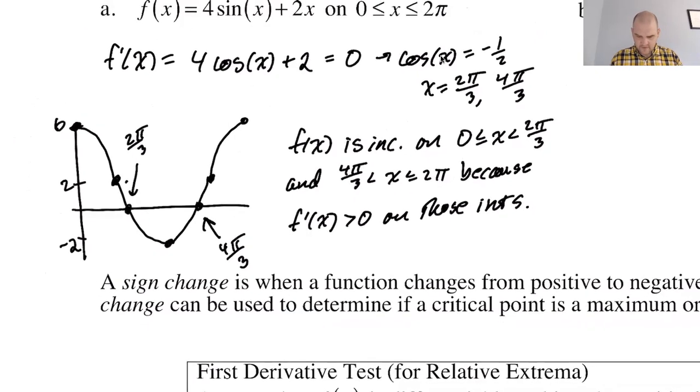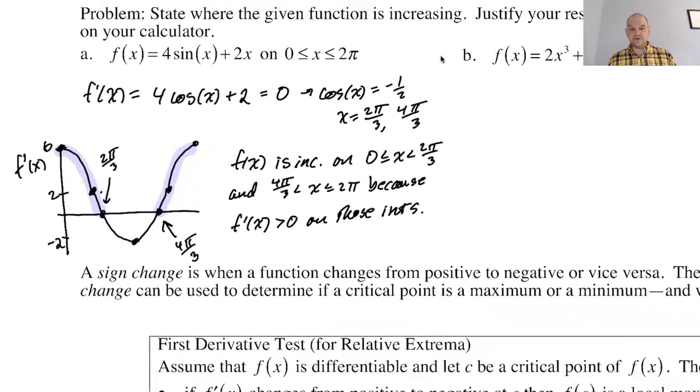Okay, so maybe I should really highlight. So f prime, this is the graph of f prime. I was looking for here and here. And then I should label this as f prime of x. Okay, I think that's a pretty good answer.